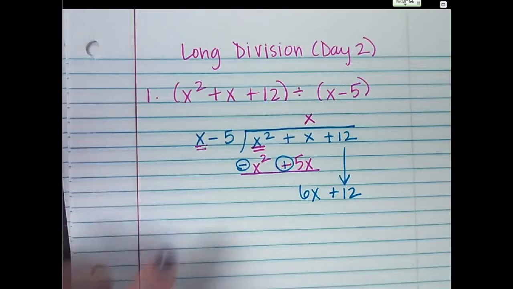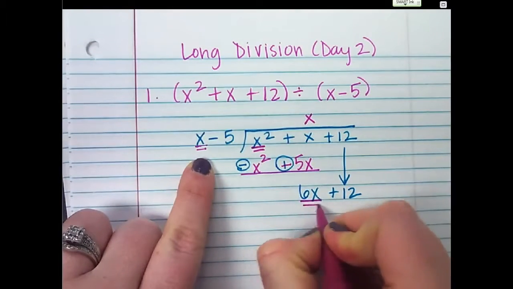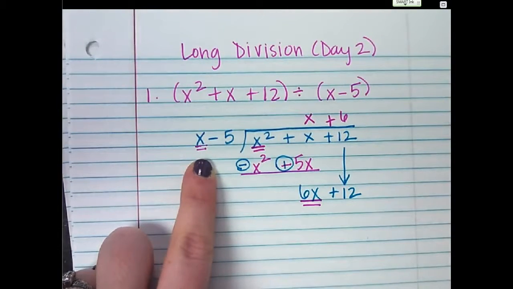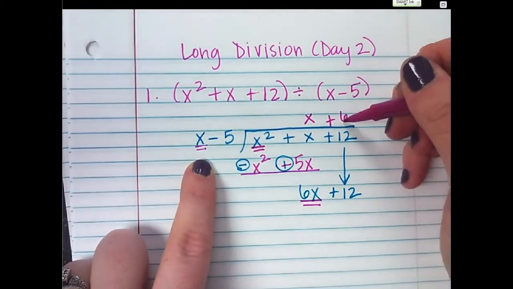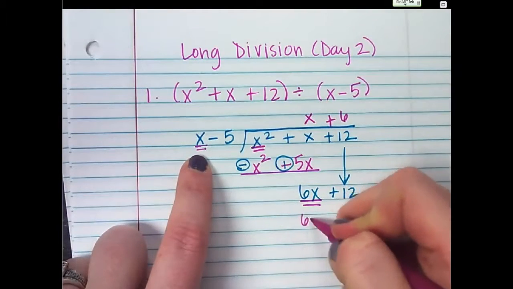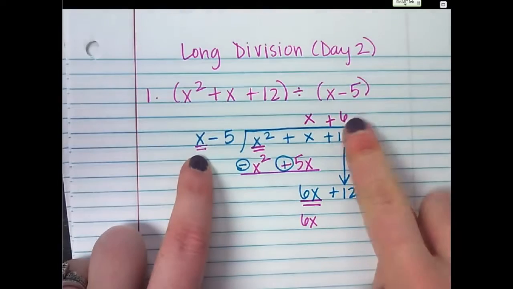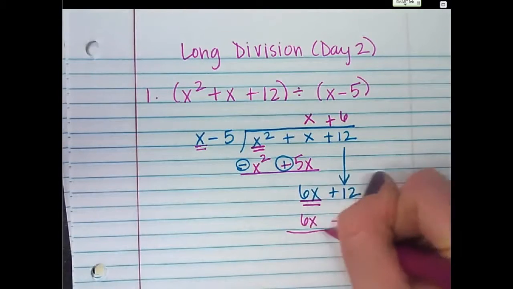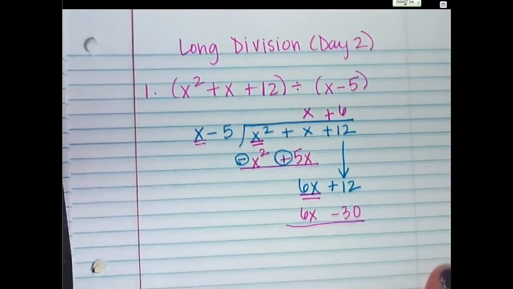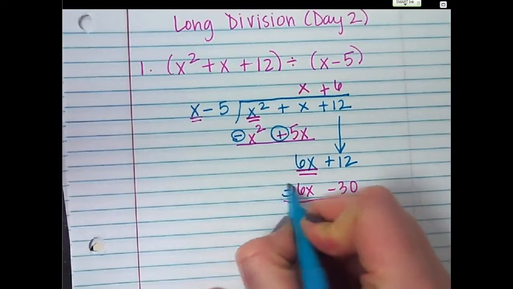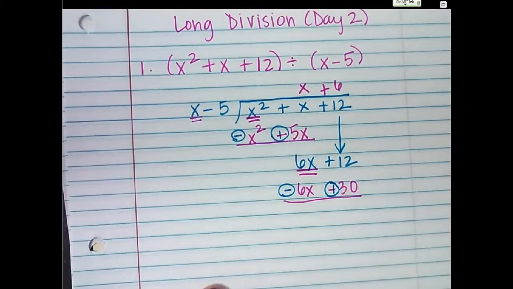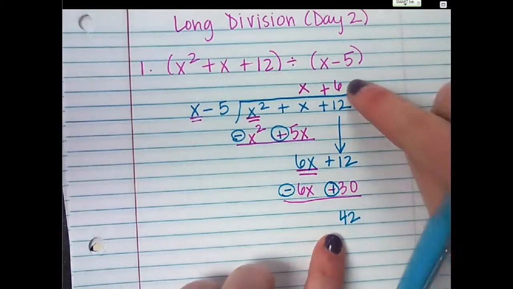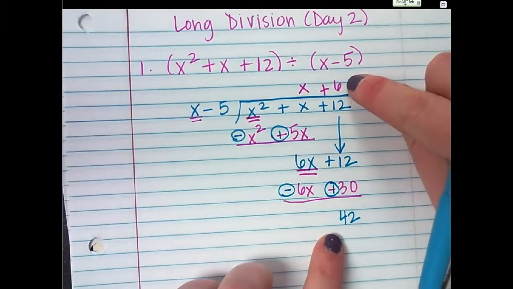Okay, then let's do it again. What times x gives me 6x? Good, plus 6. Multiply again. 6 times x, 6x, and then 6 times negative 5, negative 30. Make sure you change your signs, because now you're going to start getting remainders, and if you get the wrong remainder, your answer is still incorrect. So change that to a positive, and so I get 42. So when you line this up, when you get to this last number here, this should be your last step once you multiply that out.